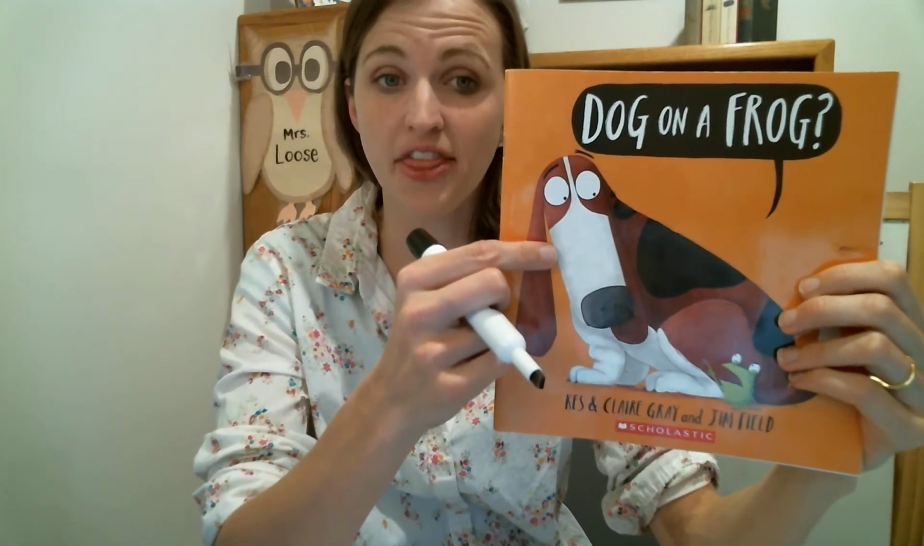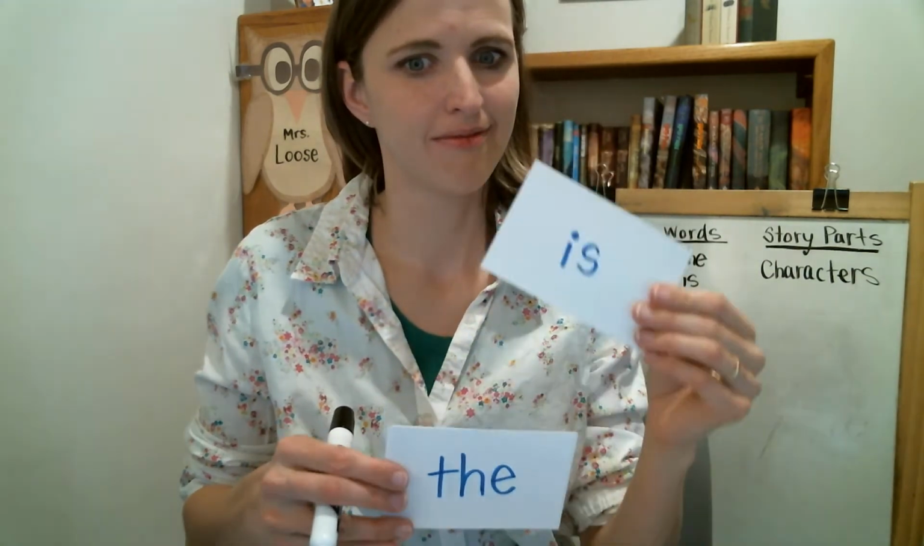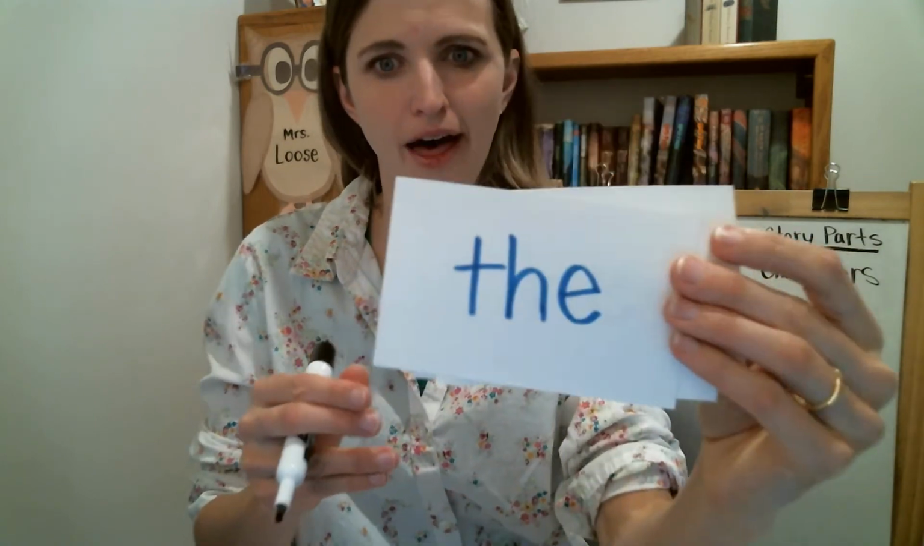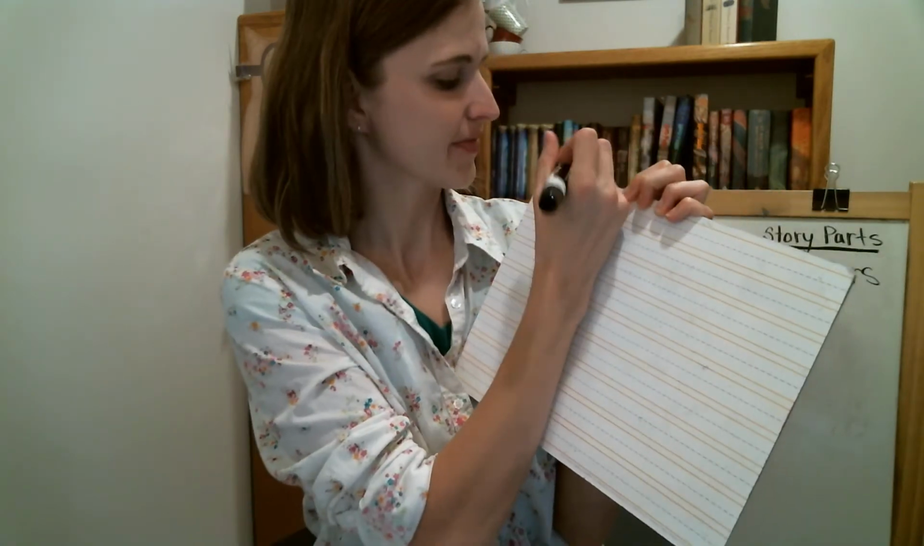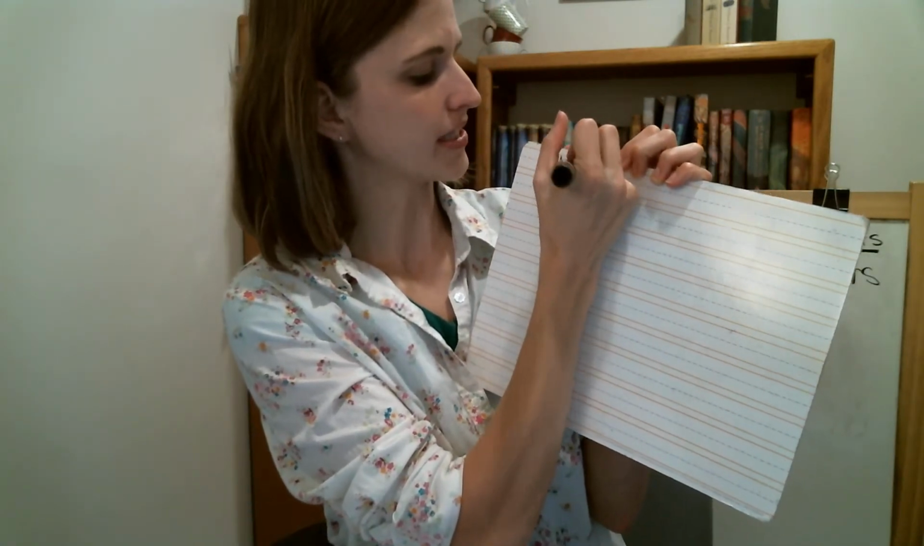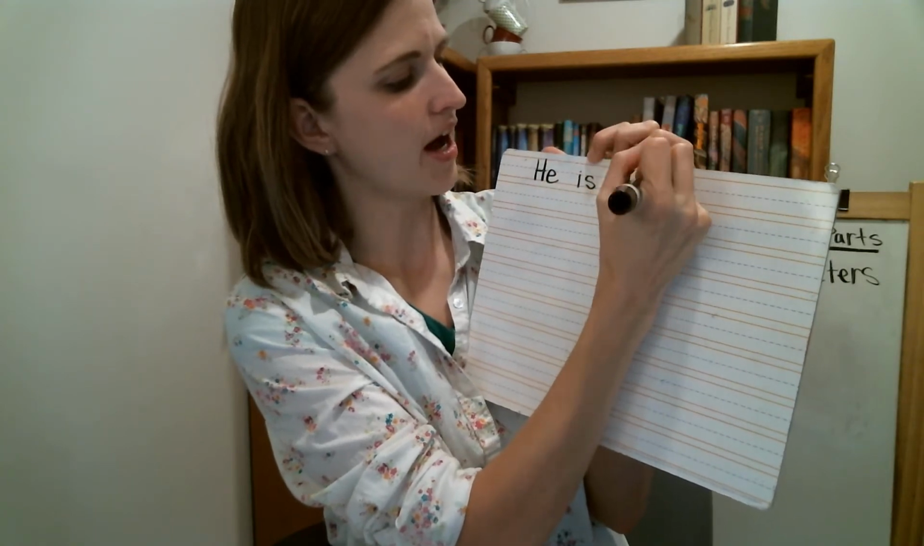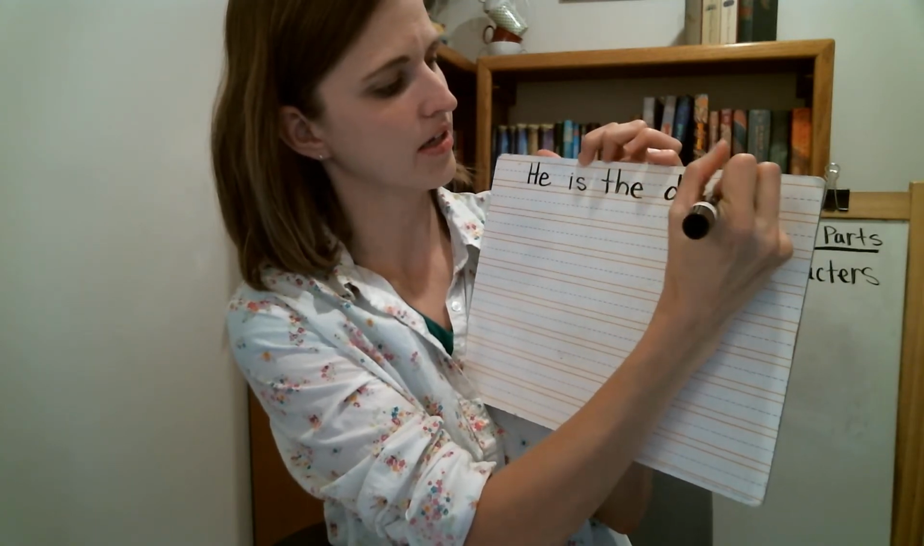He is the dog. Did you hear that? He is the dog. Oops, wrong one. He is the dog. We can use our sight words to write a sentence about the character in that book. I'm going to use a capital letter because it's a sentence. He is the dog.